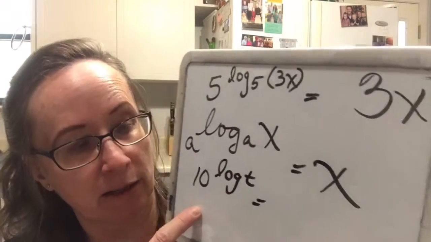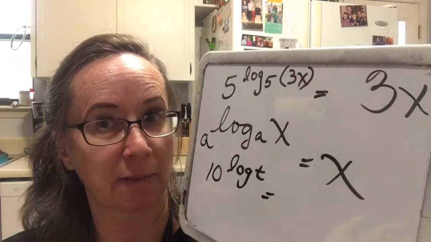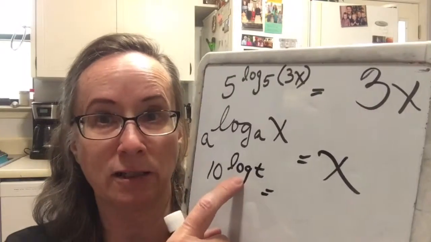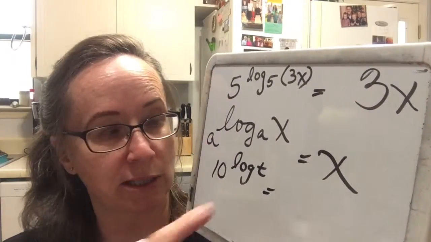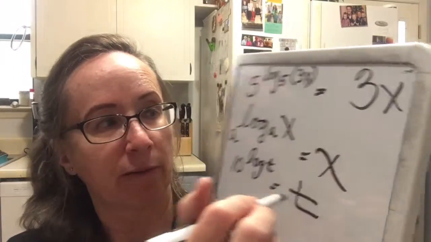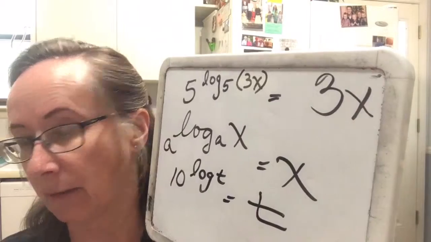Same thing is true here. We have a log, but since there's no base, it is log base 10. So we have a 10 raised to a log base 10, which is going to just give us t. Okay, so the answers were 3x and t on that one.